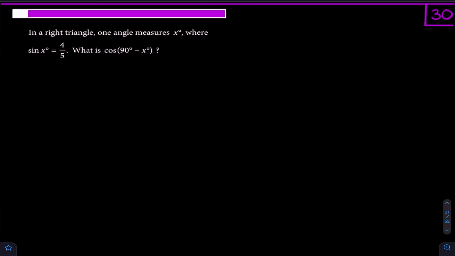We'll move on to problem 30, and this one has to do with trig. So this problem says, in a right triangle, one angle measures x, where sine of x equals 4 over 5. What is cosine of 90 minus x?